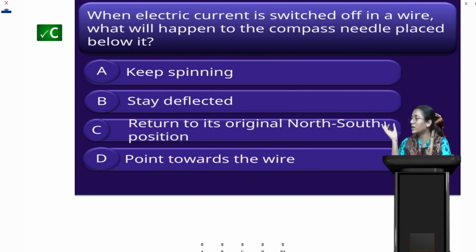But whenever we switch off the wire, that means what? The current is no longer able to pass through the wire. So from this, the deflected needle did what? It returned to its original position, which was facing north-south, isn't it? One side of the needle was facing the north side and the other side was facing the south side. So it returns to its original position.